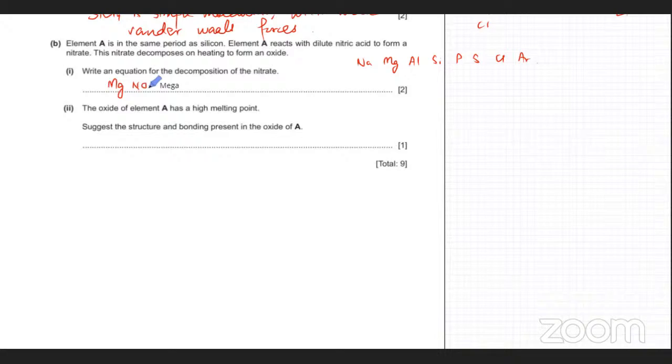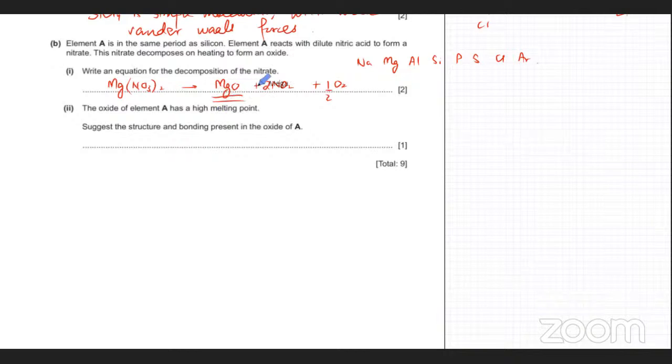Okay, that's the one that's in your syllabus. And it would decompose to form MgO plus NO2 plus oxygen gas. That's how all nitrates decompose, and it's got a high melting point. So what's the structure of the oxide of element A?